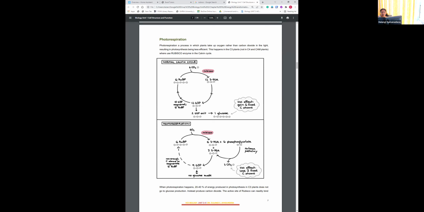Is this clear? So there has to be 10 T3Ps to recycle, right? If there's not enough carbon, you can't regenerate the RuBP, right? Without RuBP, there's no Calvin cycle, so there's no glucose production. Right? Everyone took the screenshot?